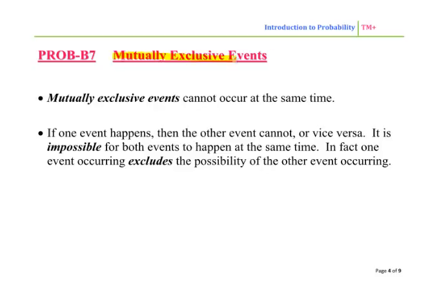Now, mutually exclusive events. Mutually exclusive events cannot occur at the same time. If one event happens, then the other event cannot, or vice versa. It is impossible for both events to happen at the same time. In fact, one event occurring excludes the possibility of another event occurring.